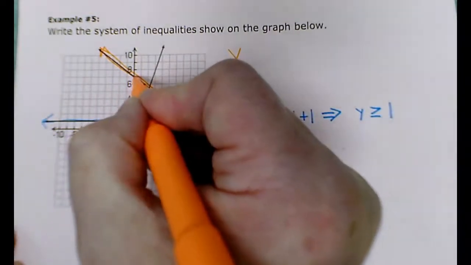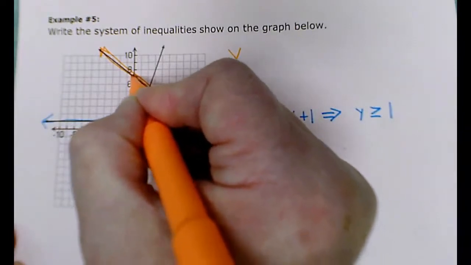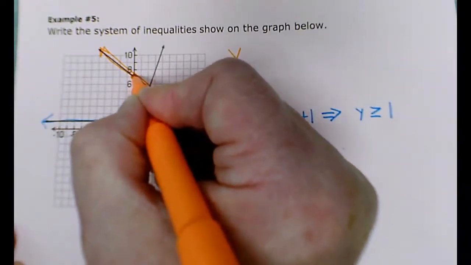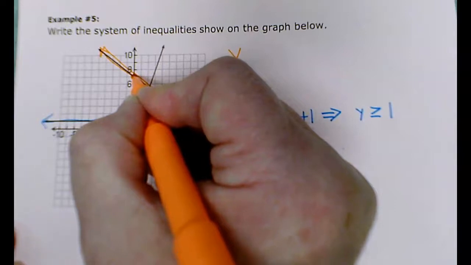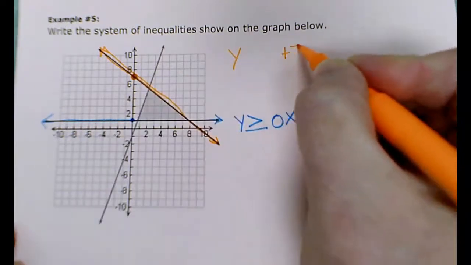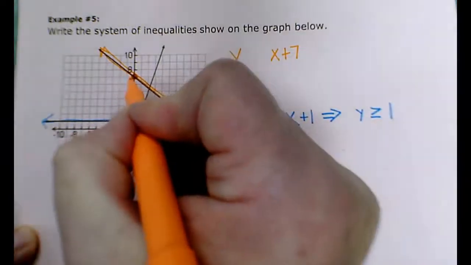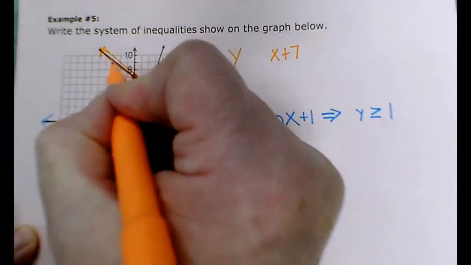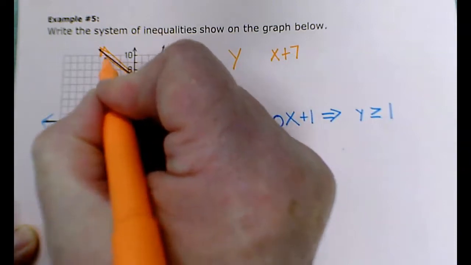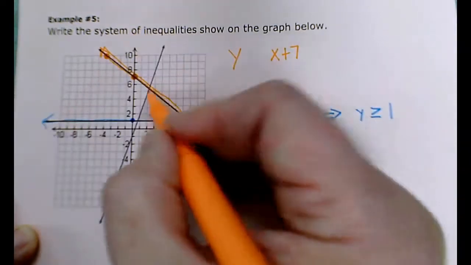Well, before we get that, I like to draw the line first. So what is the y-intercept here? Positive 7. And I need to find a pretty point. Y'all help me because I'm having trouble with my bifocals. Right there.